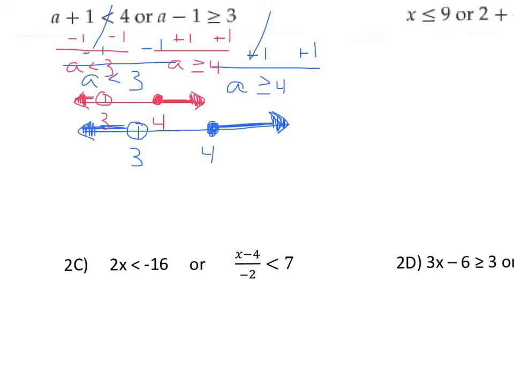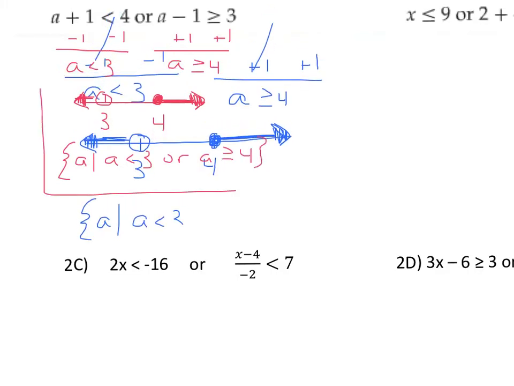All right, so you do still have to write your final answer in set builder notation. So line A. Now the difference between an and and an or is I'm just going to rewrite this with the word or in it. There's no scrunching in or. So it'll be a is less than 3 or a is greater than or equal to 4. And this is the answer that we're looking for.